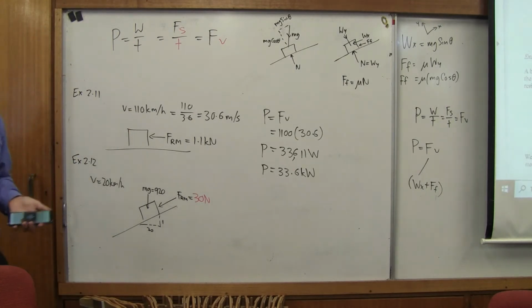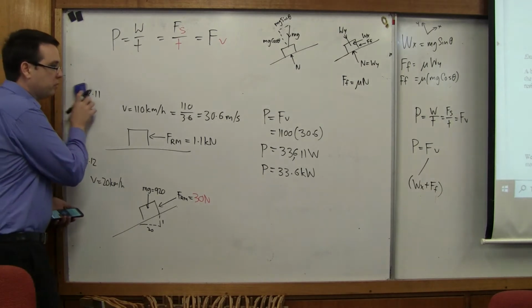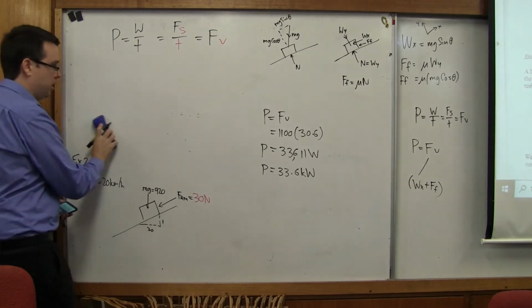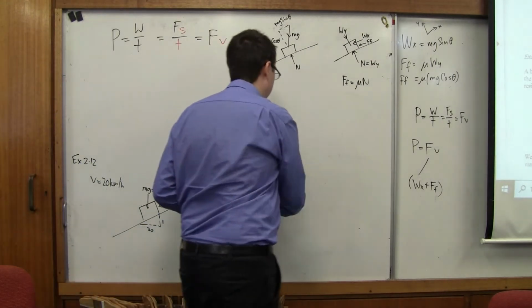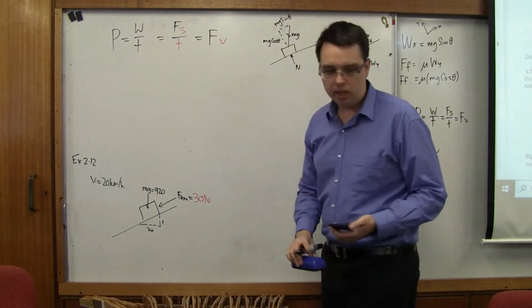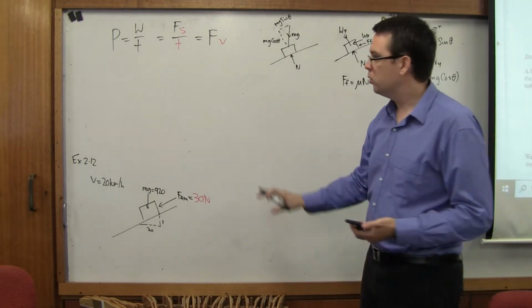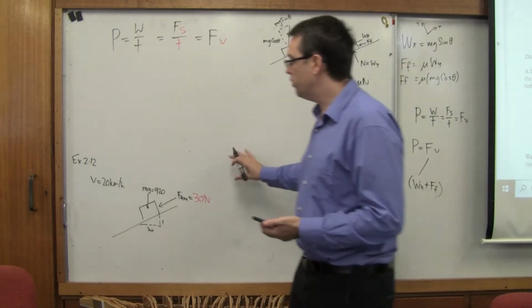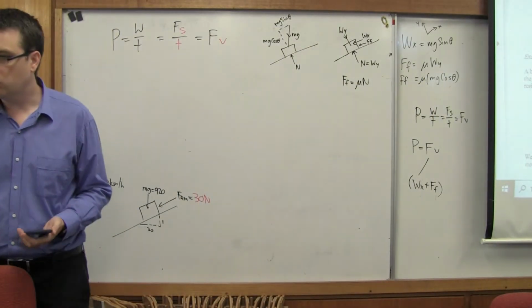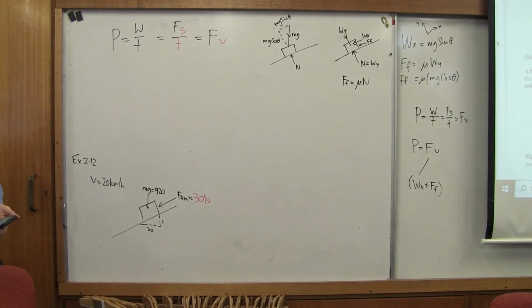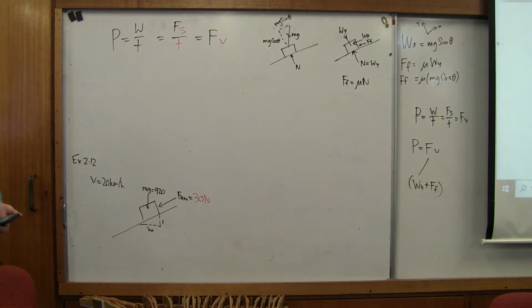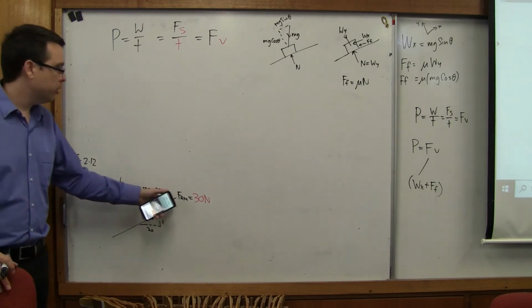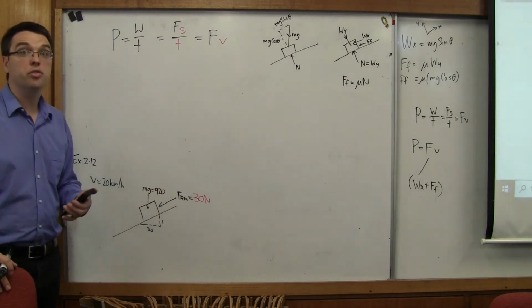Now, the next question we're going to look at is if we're at an angle. I'll clear this one off, and I'll stand over here so we can see our question a little better. In this question, even though it's at an angle, they've still given us the total resistance to motion. In this case, what they're talking about is the friction.